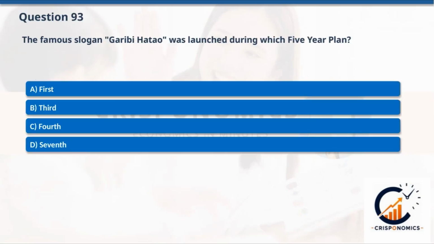Let's take a moment to think about a famous slogan from India's history, Garibi Hatao, which means remove poverty. This slogan was launched during one of the 5-year plans, key periods of economic strategy. The question here asks us to identify exactly which plan introduced this powerful call to action. Was it the 1st, 3rd, 4th, or 7th plan? This helps us connect slogans to their historical context.